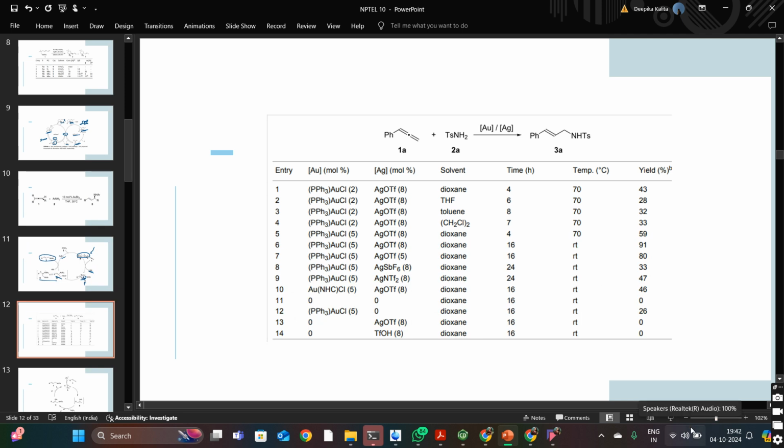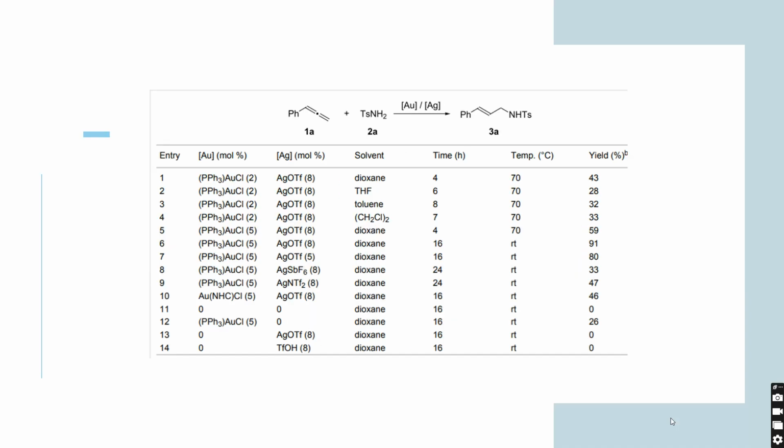So again, this is a similar reaction. Again, we have a combination of metal catalyst, which is gold and silver. Okay, and we have this allene here, and again an aromatic amine. So the same kind of mechanism will be followed here.